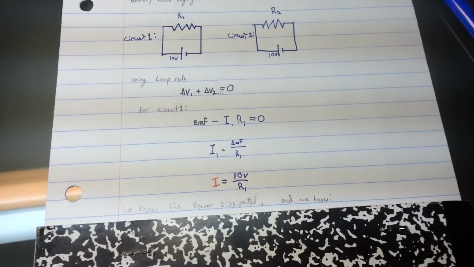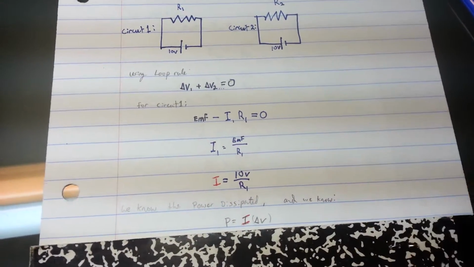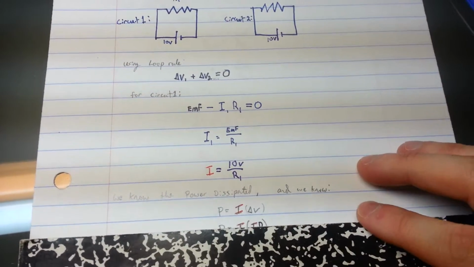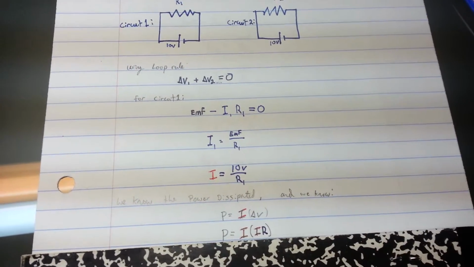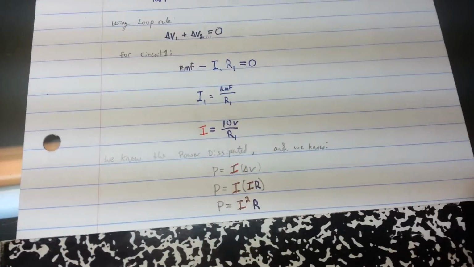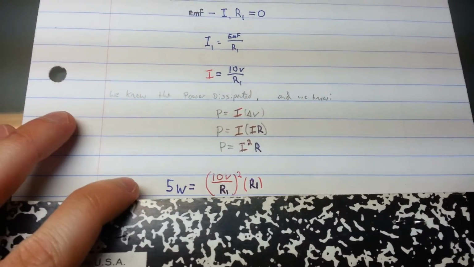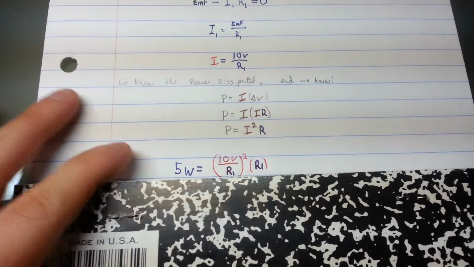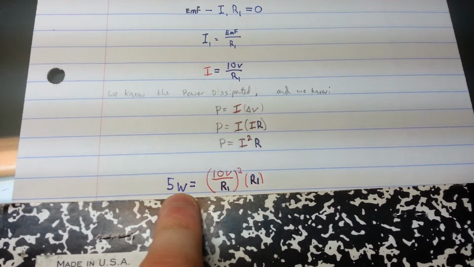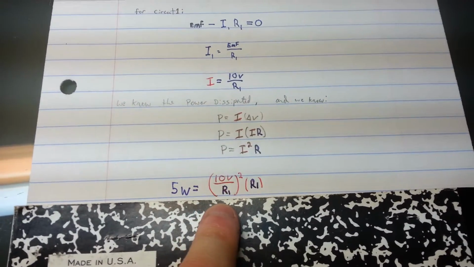So we already know the amount of power dissipated, and we know that power is equal to I times delta V. Delta V has its own identity, which is just I times R. So, a little bit of algebra, the power is equal to I squared times R. Now, we just plug in the values that we know. Since we know that there's 5 watts of power dissipated from the first one, this is I squared.